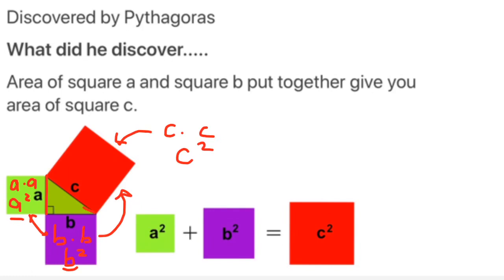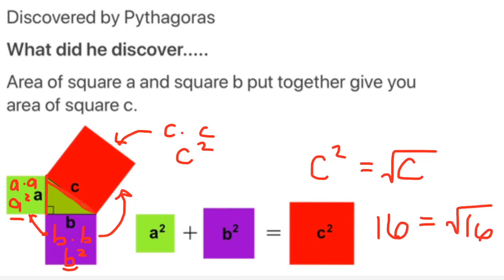which is why, in order for us to find the side length, we have to not figure out what c squared is, but figure out what c is. And the reason for that is we don't want the area of the square, we want the side length of the square. So if we wanted just c from c squared, we would find the square root, which is the inverse of the square. So say the area of the square is 16. That would mean the side length would be the square root of 16. So c would equal 4.